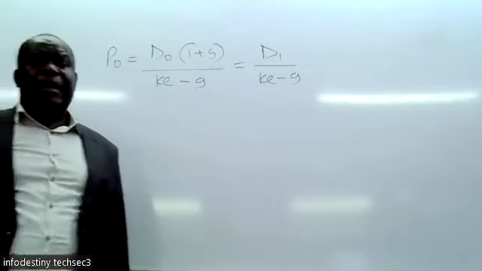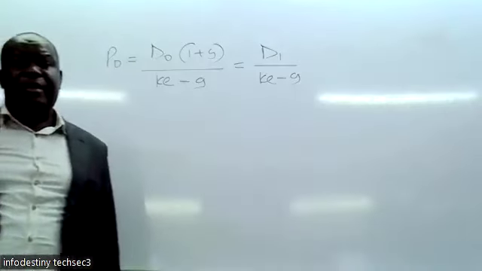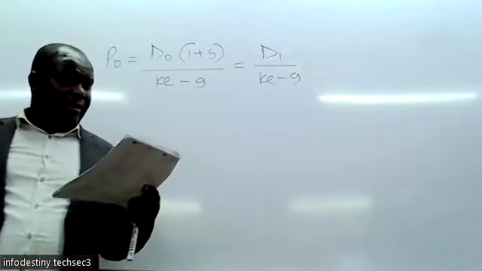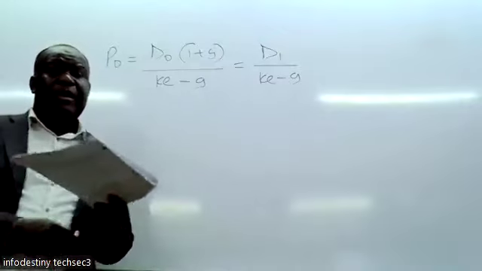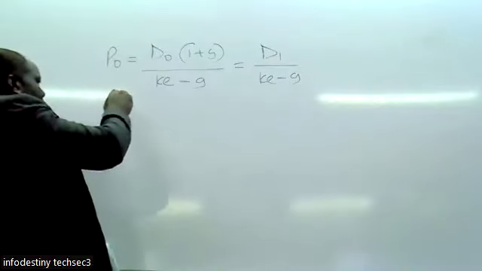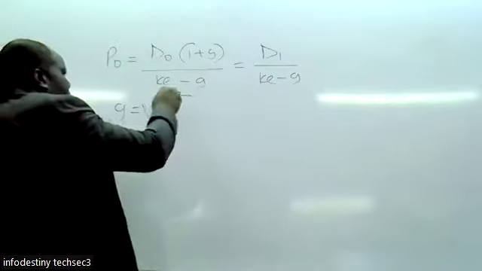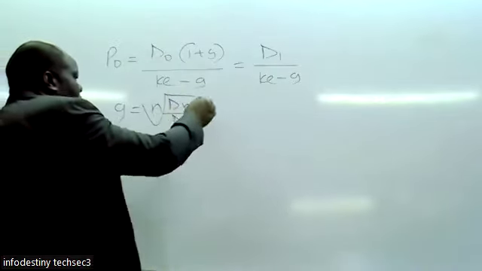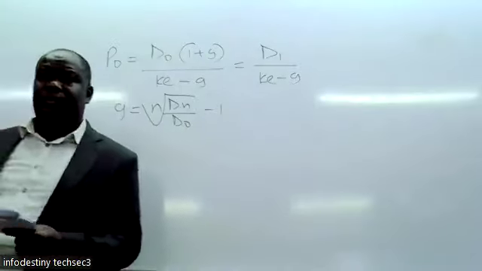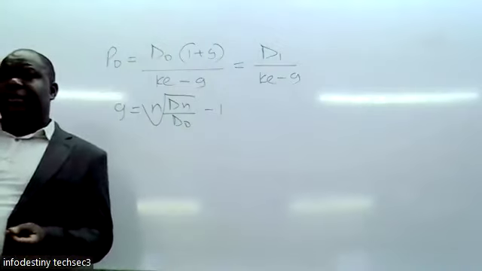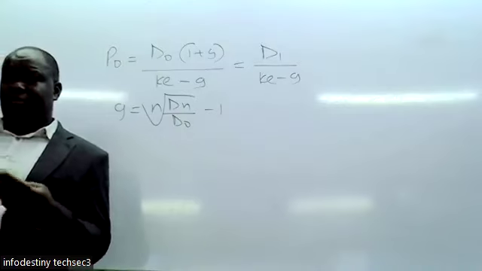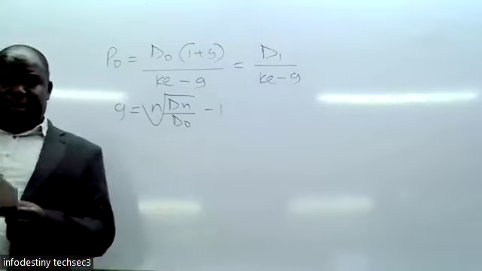So to calculate G, I will use the compounding method. When we are using the compounding method, we have said that G is given by Dn divided by Do, then we subtract 1. Go to the question, you see 2013, name it as Do. Name it from the past paper perspective: 2013 indicated as Do.